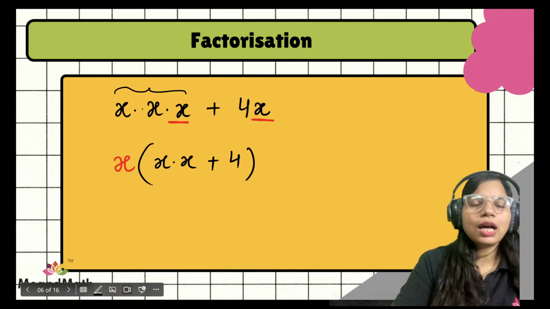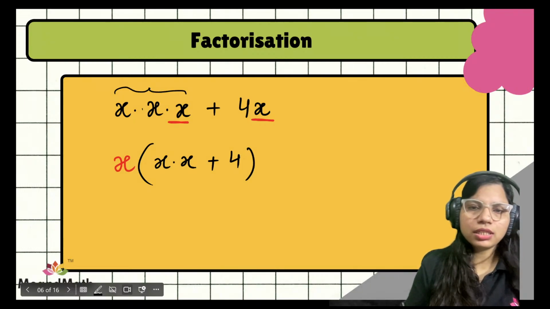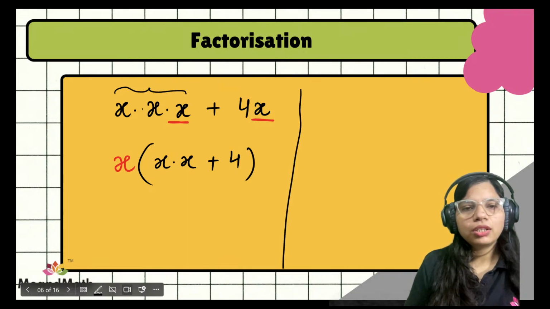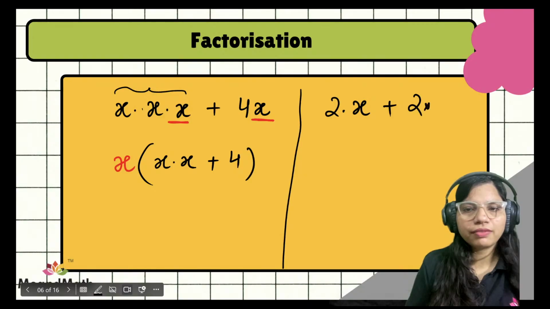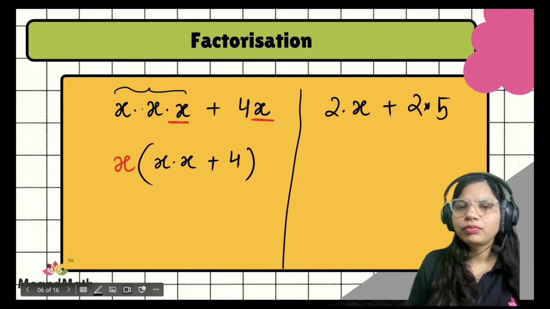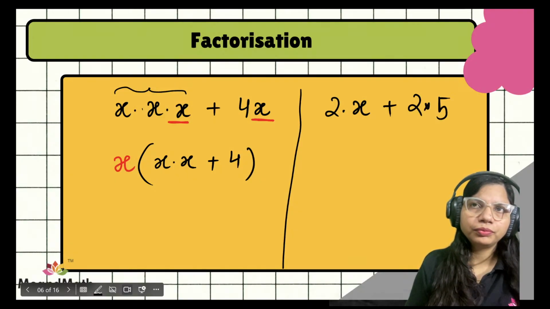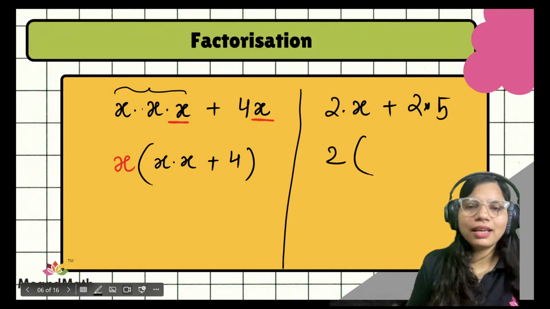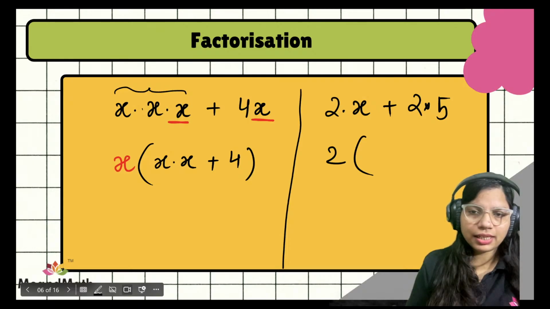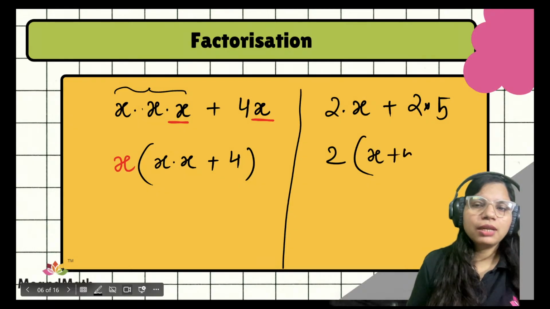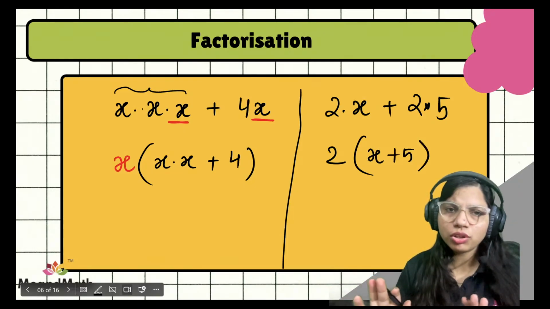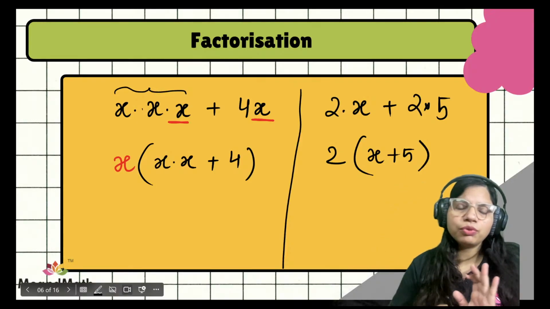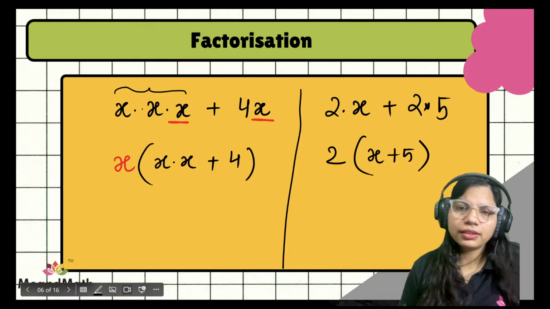Yeah, so this is how we are going to be breaking our content. If I say 2 times x plus 2 times 5, what is common here? 2. Outside we write 2, and what is left is written inside, so x plus 5. Let's focus on this for now. We will not focus on full factorization right now. Correct?